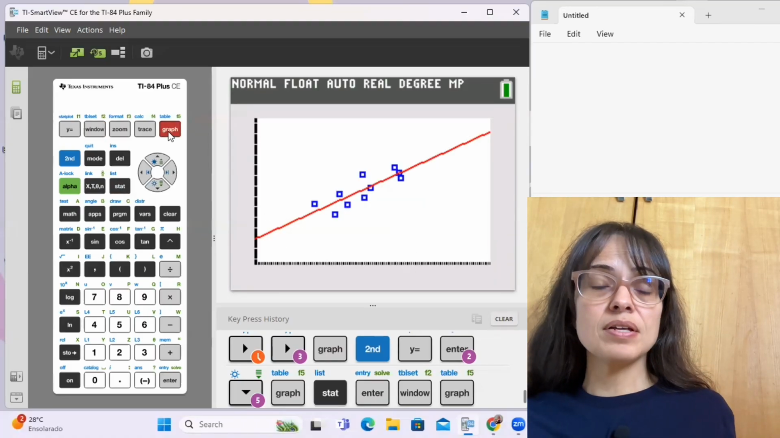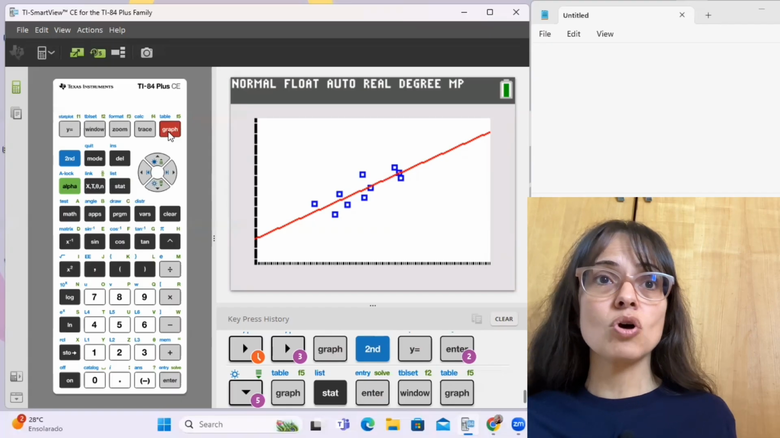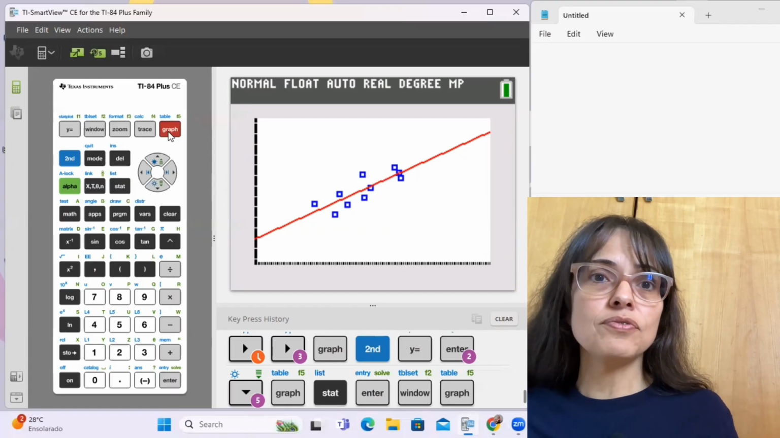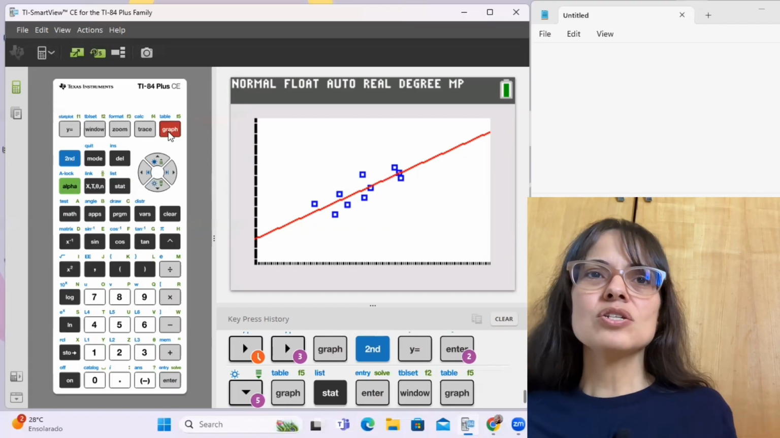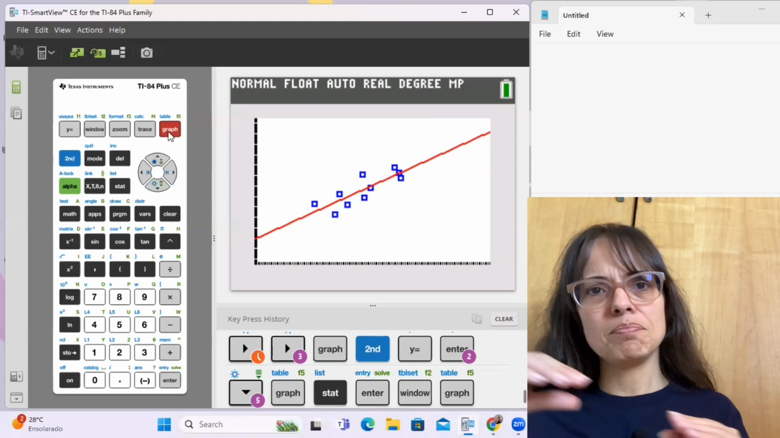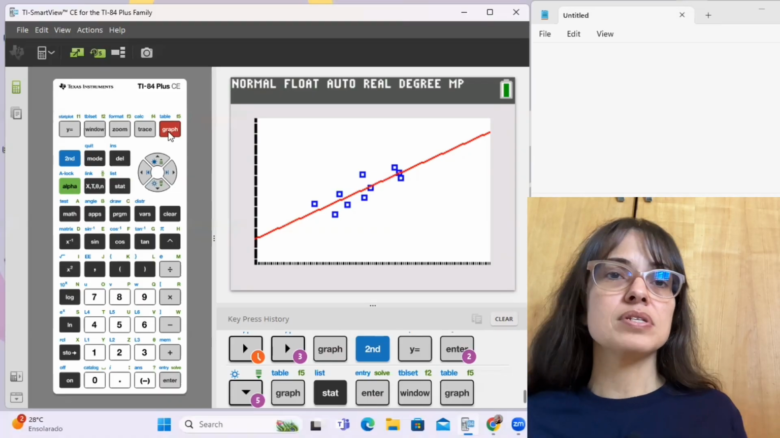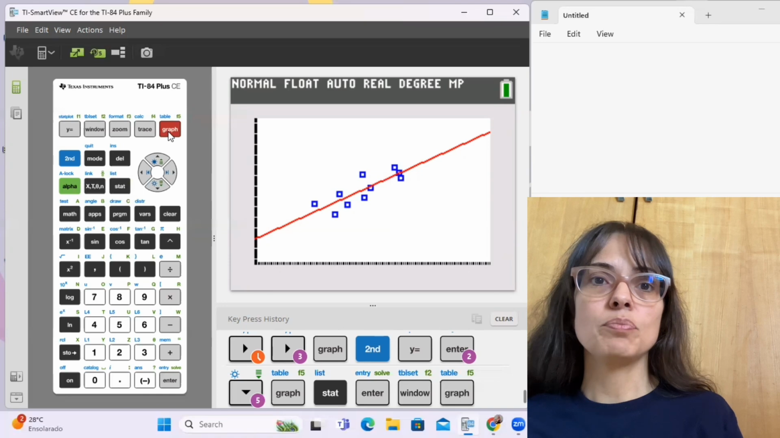So remember when I said that 0.835 was kind of strong? Now we're looking at it and we can confirm, yeah, this is kind of strong. It is not very strong. The points are clearly close to the line, but there is some distance between some of the points and the line.